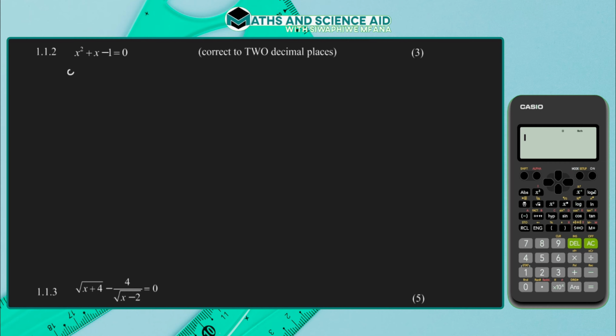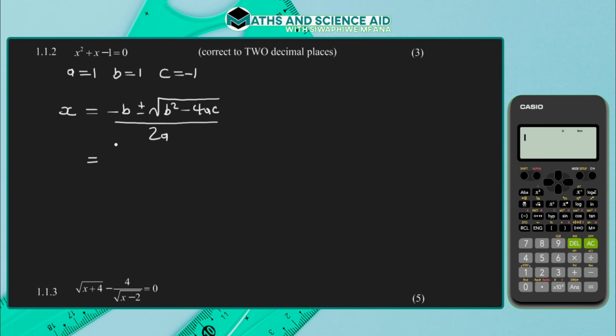So we can say that a is equal to 1, b is equal to 1, and c is equal to negative 1. And the quadratic formula says x is equal to negative b plus or minus square root of b squared minus 4ac, all divided by 2a. I'm sure that by now this is something that you already know by heart, like myself, so you do not even have to consult your formula sheet, to save yourself time.